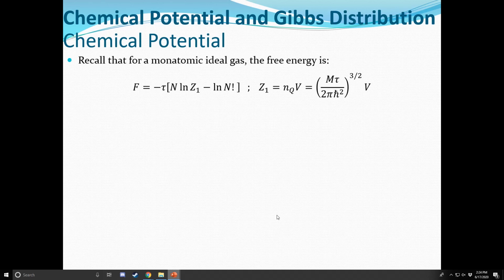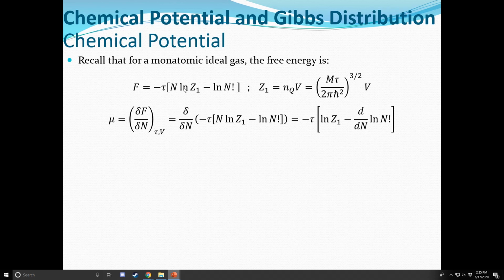All right, so we can get another equation for the chemical potential, so that it's not just a partial derivative of the free energy, by going back to our equation for a monatomic ideal gas. If you remember, we had this equation for the free energy as a function of the number of molecules and the partition function. I remember that the partition function Z1 was given by this equation. So the chemical potential is just taking this and taking the derivative with respect to N. This first part's fairly easy. All we do is drop the N part.